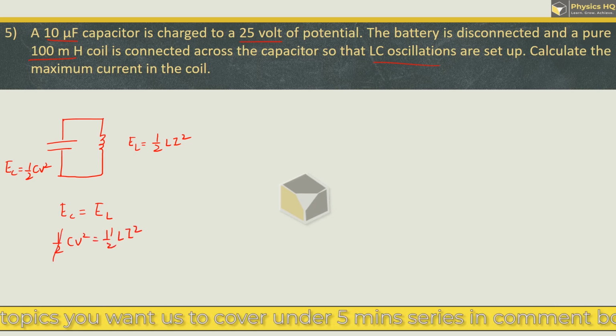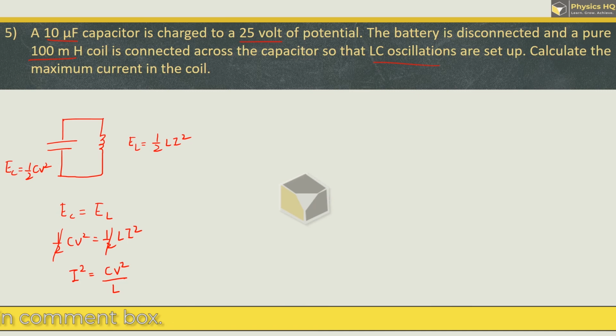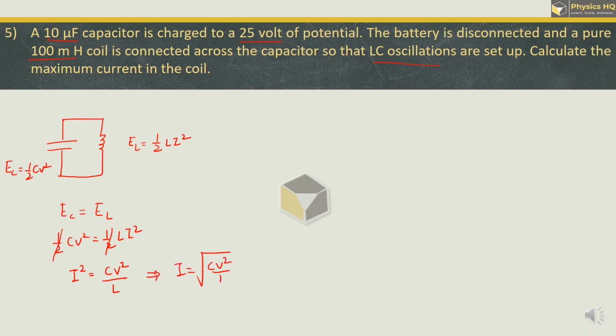Half and half will be cancelled. We are supposed to find current, so we will write it as I square equal to CV square by L, or we can write I is equal to root of CV square by L. Let us put the values over here. C is given as 10 microfarad, or you can write it as 10 raised to minus 6. Voltage is 25 square, divided by inductor, which is given as 100 millihenry.